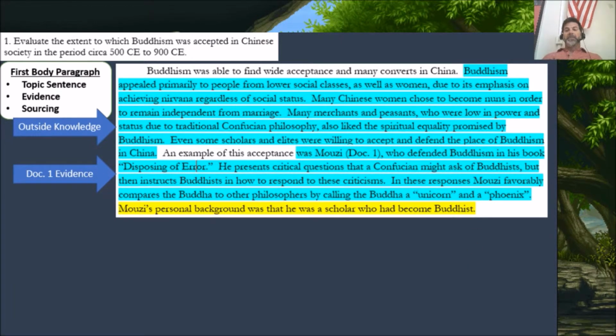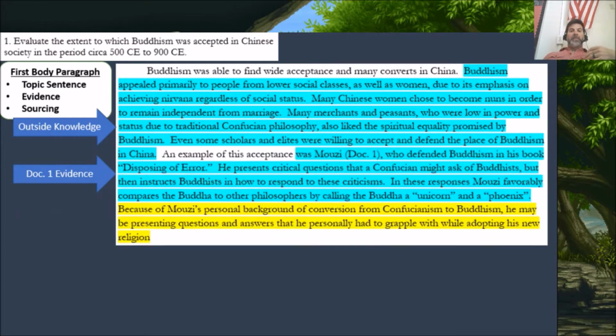There's the evidence. Now this attempt at sourcing though, this attempt at explaining why this guy felt this way or said this particular thing, is unsuccessful. This is an attempt at sourcing through the author's background, but it's never going to be enough to just say what the author's background was.